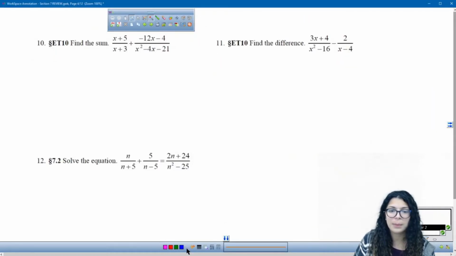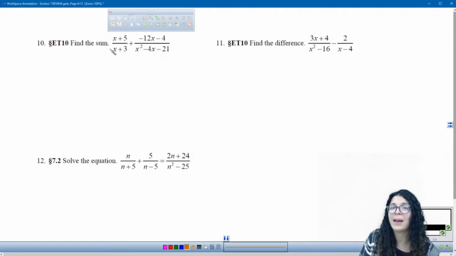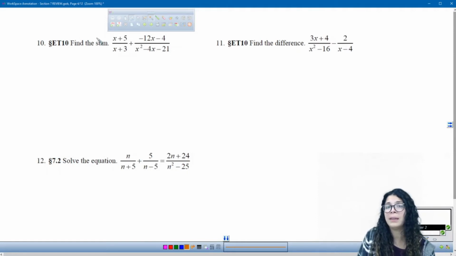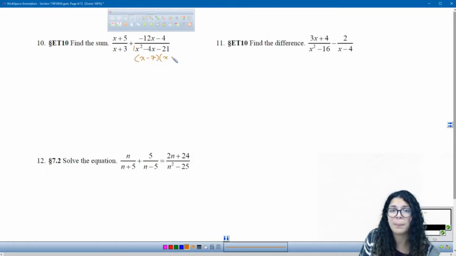All right, so on number 10, we need to find the sum. Now remember, anytime that you are combining fractions, we need to make sure that we have a common denominator. So this denominator, I could try to factor it to see if I have a common factor, because yes, I could multiply by the entire denominator here and multiply by this entire denominator here. But if you actually factor this, it multiplies to negative 21 and adds to negative 4, which is negative 7 and 3. So this actually factors into x minus 7 times x plus 3.